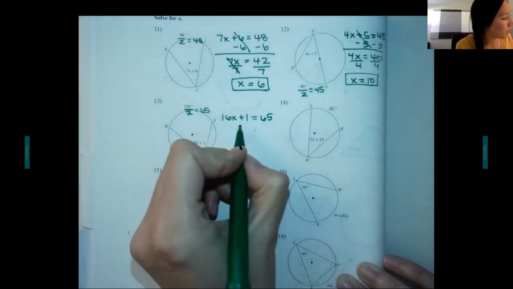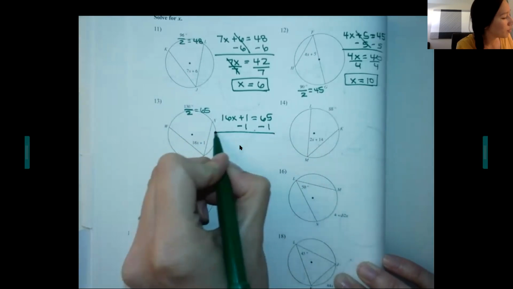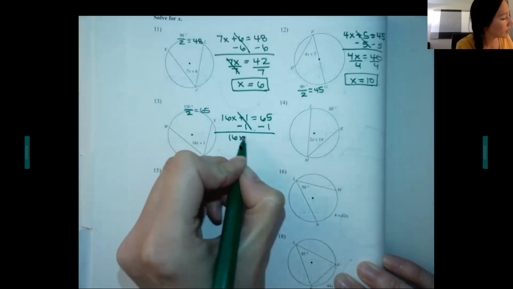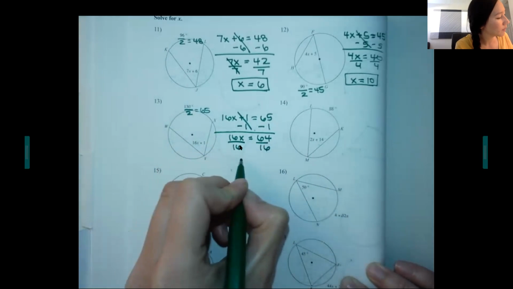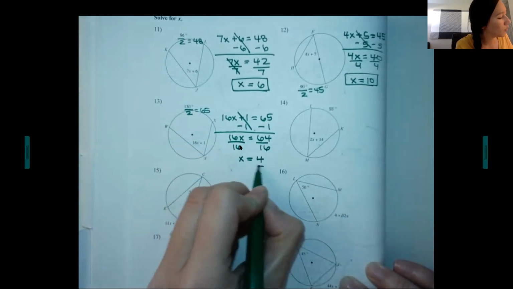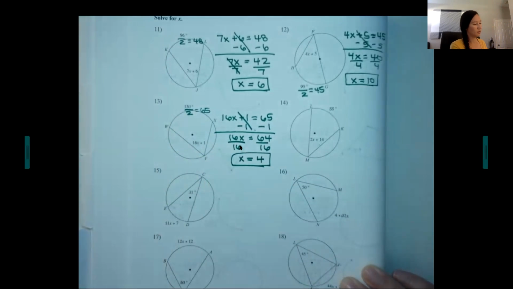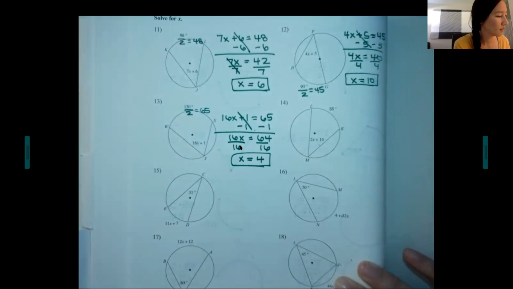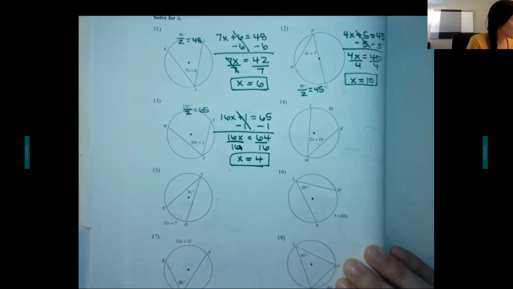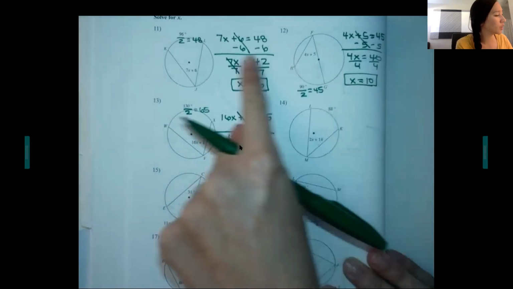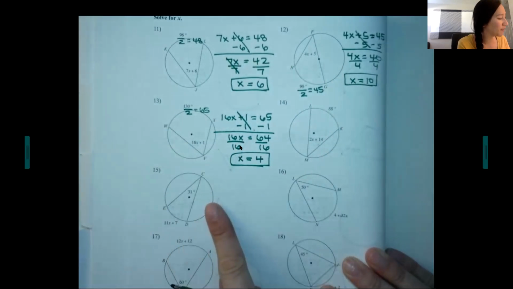So 16x plus 1 equals 65. So we have to subtract 1 from both sides. 16x equals 64. We divide by 16, and x equals 4. And actually, rather than doing 14, because 14 is just like 11, 12, and 13, let me do number 15.